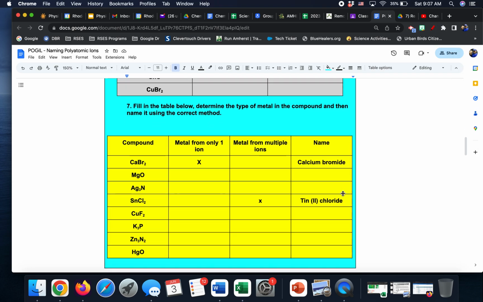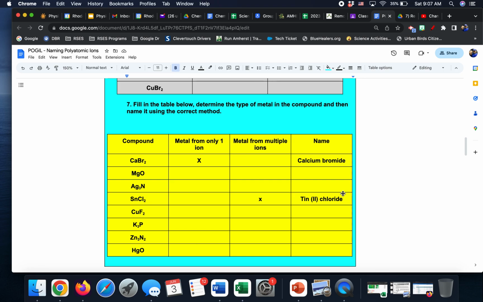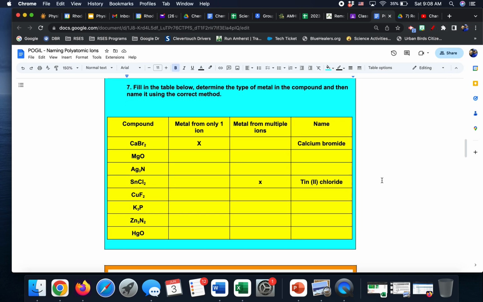7 says, fill out the table below and determine the type of metal in the compound, and then name it correctly. So remember, if the first element listed is in group 1 or 2 in the periodic table, you can look at the top in Model 1. You just name the first element, and then the second element ends in IDE instead. If it's from a transition metal group, over here, you're going to write the first element also. Whatever number's on the second element becomes a Roman numeral, and then you add an "ide" as well. So go ahead and fill those out, and hopefully you're good on that.